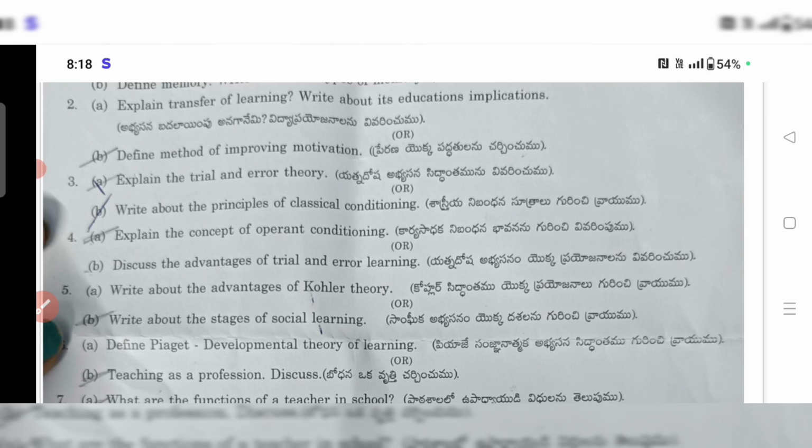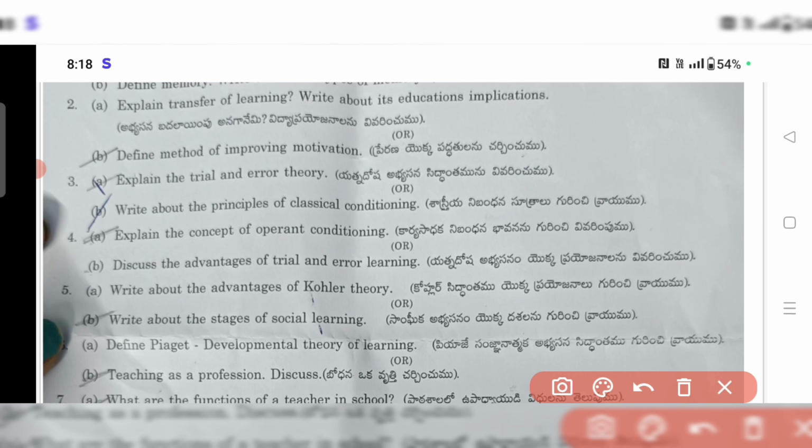Here, the third question A and B and the fourth question A and B come from the second unit only. Explain the trial and error theory, that's 2.1. Write about the principles of classical conditioning, that's 2.2. Explain the concept of operant conditioning, that's 2.3. And discuss the advantages of trial and error learning, so that is also 2.1.